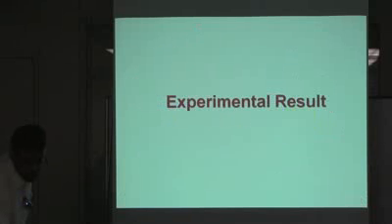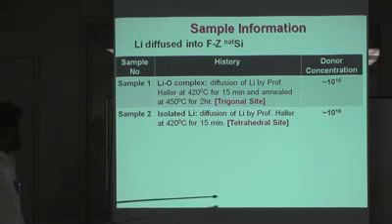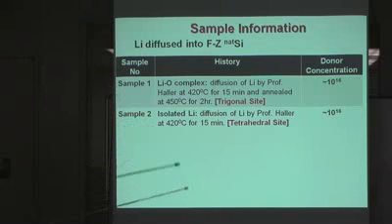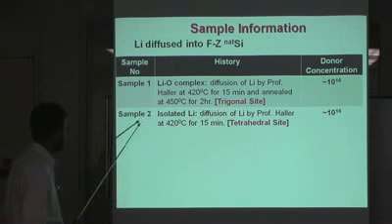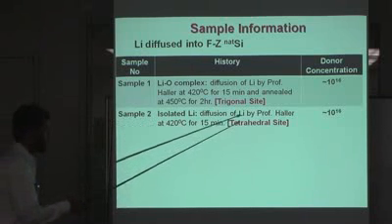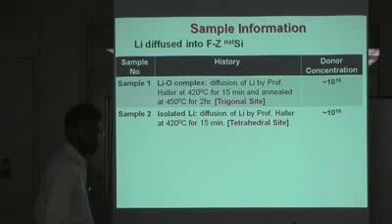Now I will explain my experimental results. Sample information: lithium was diffused into floating zone natural silicon. I have two samples, sample 1 and sample 2. Sample 1 is a lithium-oxygen complex, which shows a trigonal site, and sample 2 is isolated lithium, which shows a tetragonal site. Both have a donor concentration of 10^16.